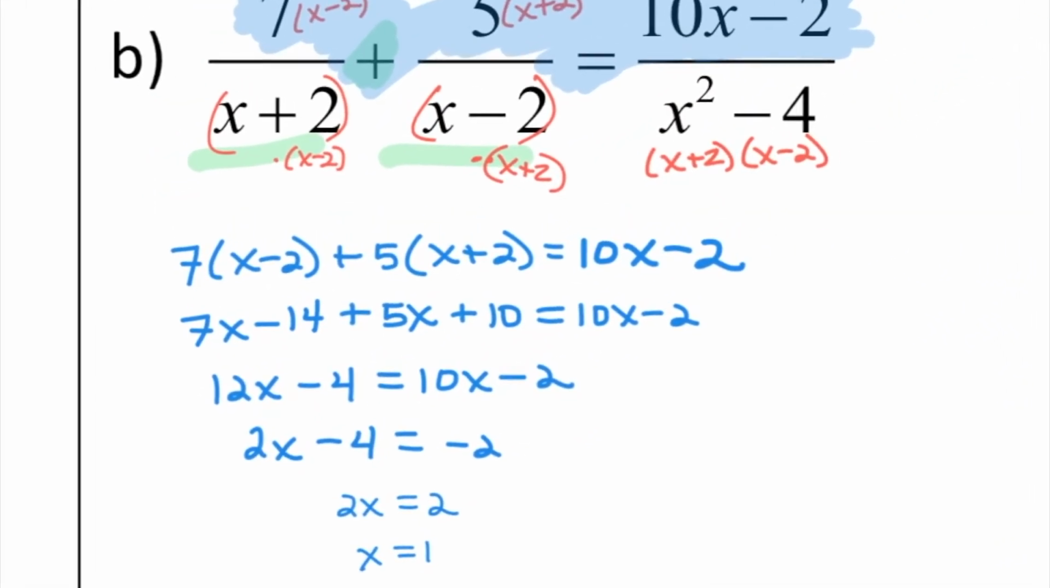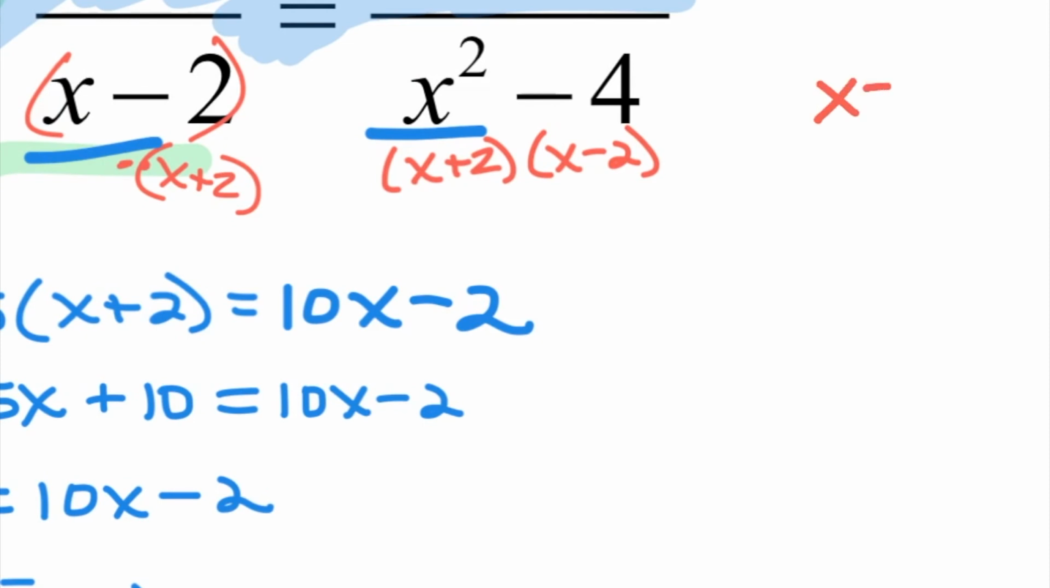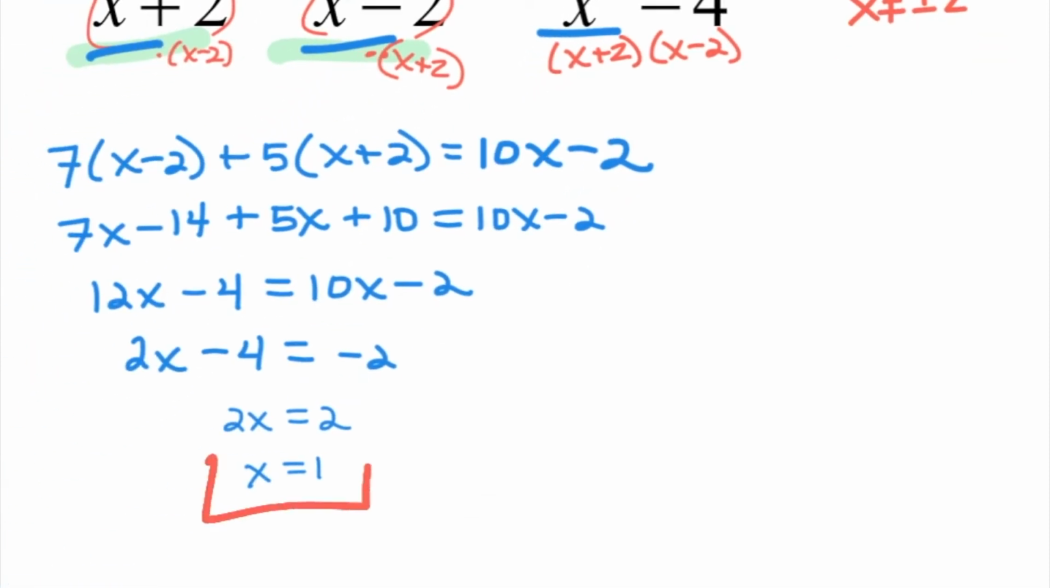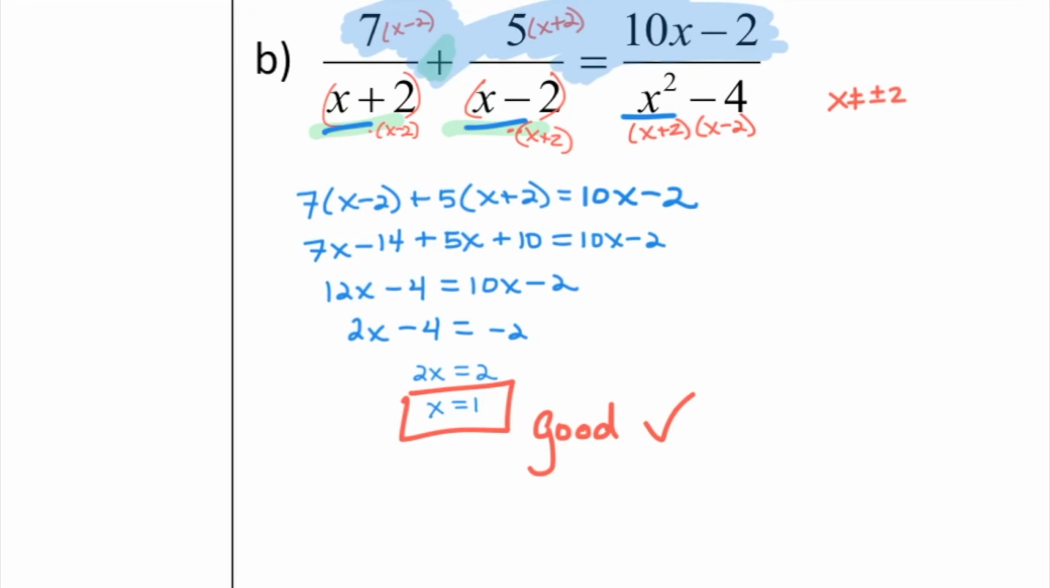And before I decide that that's my final answer, I'll go up and look at these. And the only numbers that x can't equal are positive or negative 2. And my answer is positive 1, so it's good. Not extraneous.